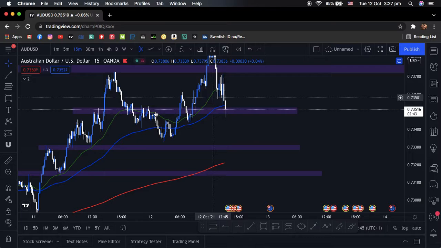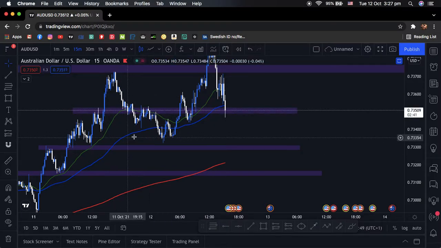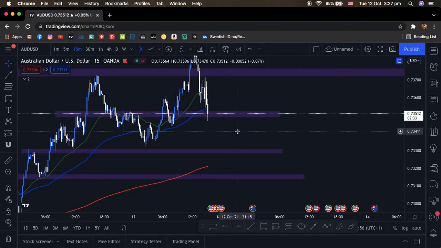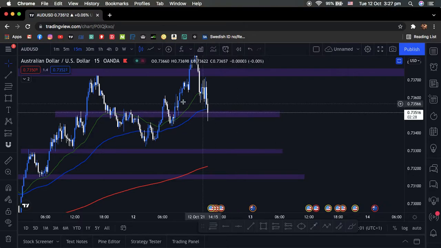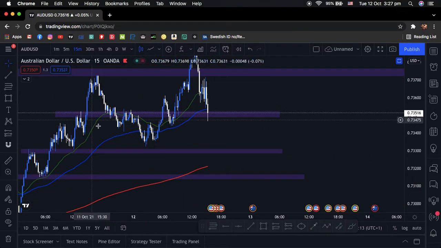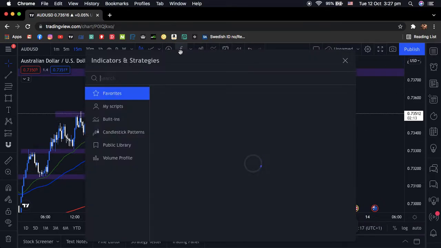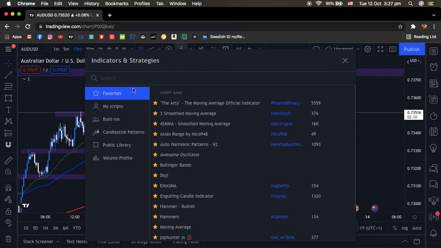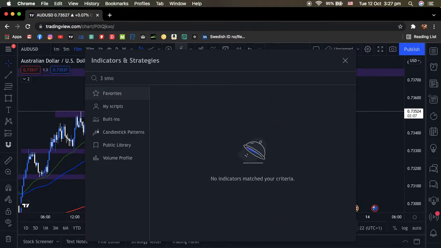These are all smooth moving averages. If you want to get these on your charts, the standard TradingView package only allows you to have 3 indicators, I think. However, we're going to need 4 indicators for this strategy, which is the RSI and the 3 smooth moving averages, so that's 4. So for you to get these 3 as one indicator, just go to the indicator and then search 3 smooth moving averages.